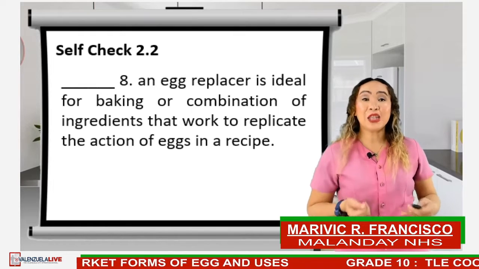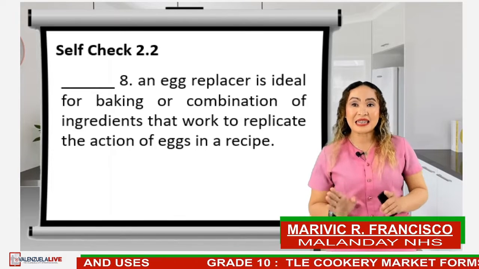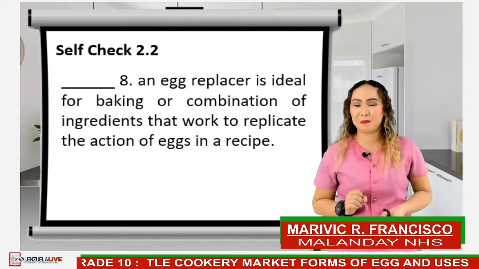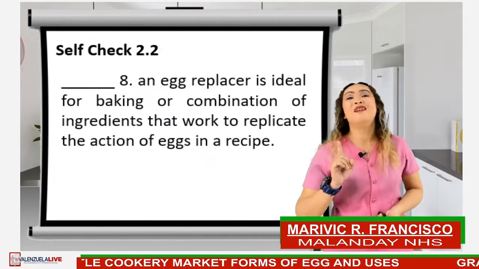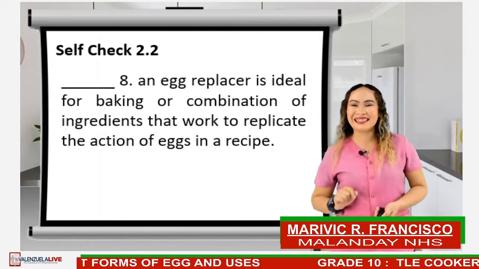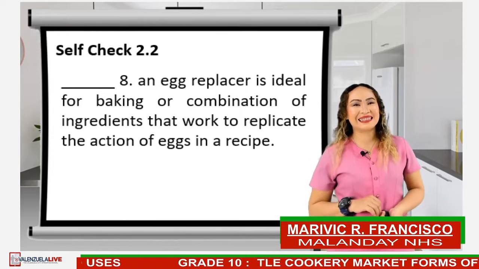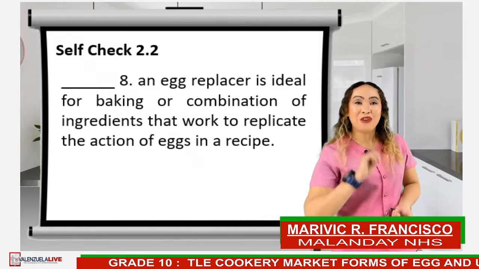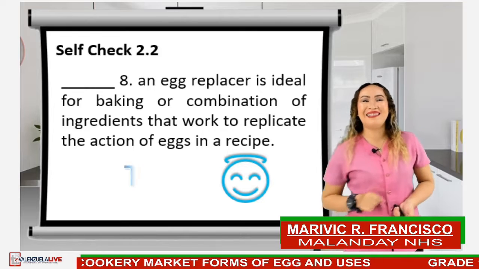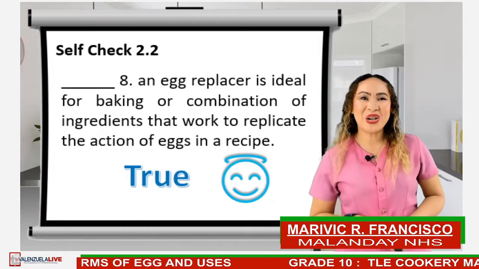Next, number 8. An egg replacer is ideal for baking or a combination of ingredients that work to replicate the action of eggs in a recipe. Is it a true or a false? Write your answer. If your answer is true, then you are correct. Very good.